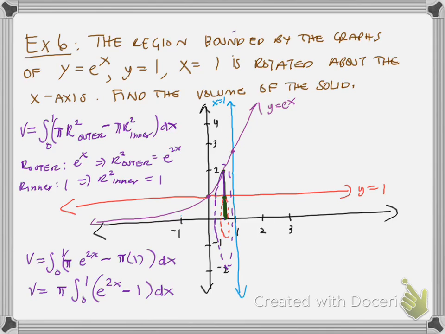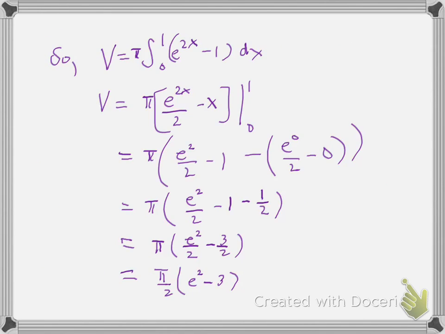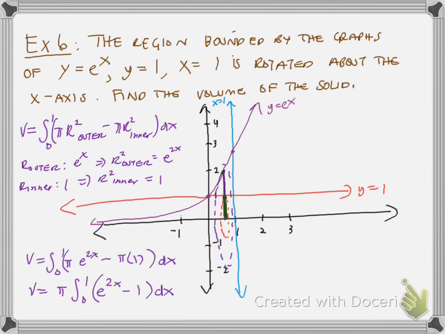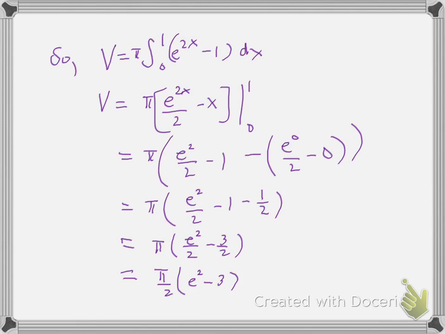So pause the video and see if you can finish this out. Okay, so after simplifying and integrating, you should have the antiderivative of e to the 2x is e to the 2x over 2, and the integral of 1 is just x, right? And so evaluating that from 0 to 1, be very careful here, because e to the 0 does not equal 0, so make sure you don't cancel haphazardly. But your final answer could be either one of those two.